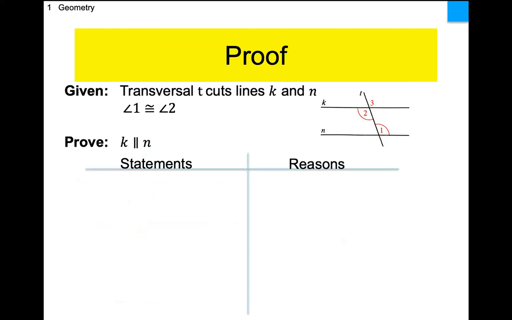All right, let's do a proof. Once again, a nice, easy proof. You will be able to do this one as a class. We put our heads together, we can do this one. The given is that you have two lines cut by a transversal. We're trying to prove that the two lines are parallel.